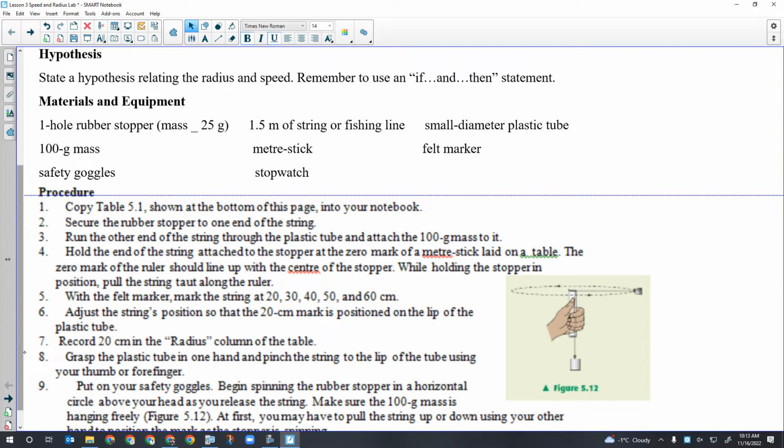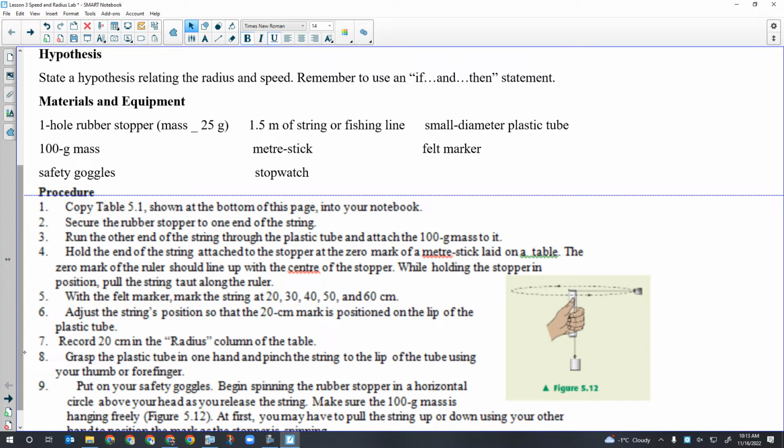Where do you measure the radius to? The center of the mass as best you can. Now, how are you going to know if you've maintained that 20 centimeters? Mark it on the string.